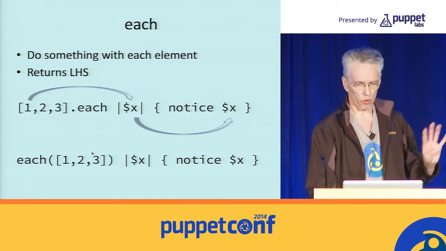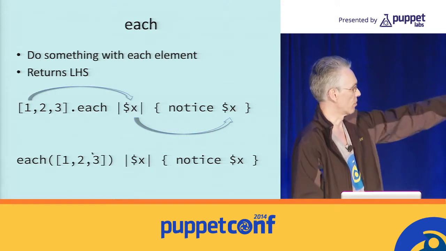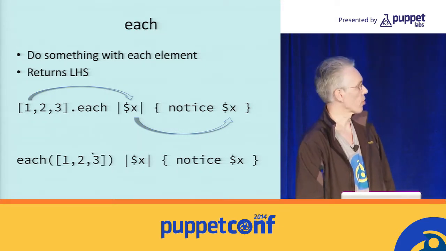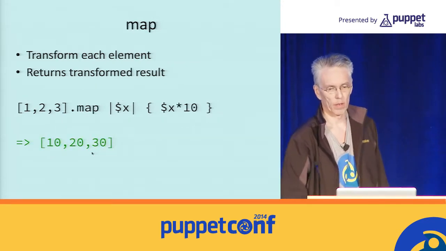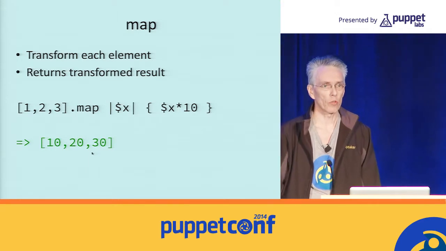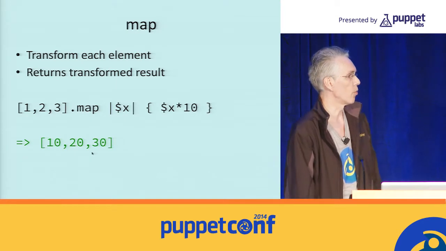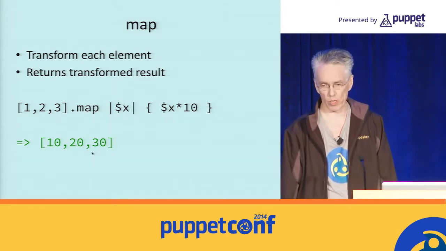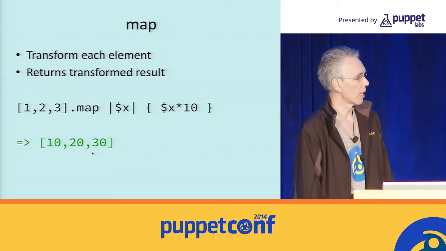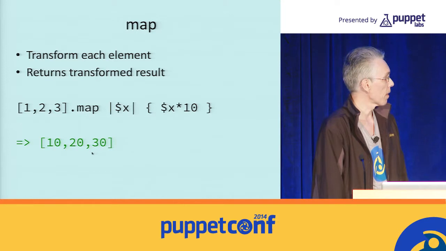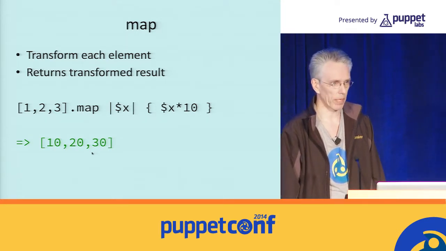So I'm going to show like 4 or 5 of these functions and what they do. Each just iterates over it and passes each onto the code block. The return value of this expression is the left-hand side. You get the array back. We have map, and you use map to transform each element and then produce a new structure with the transformed result. So here I'm doing the same. I'm piping 1, 2, 3 into the code block, and I'm multiplying each by 10, which gives me a new array with each value multiplied by 10.